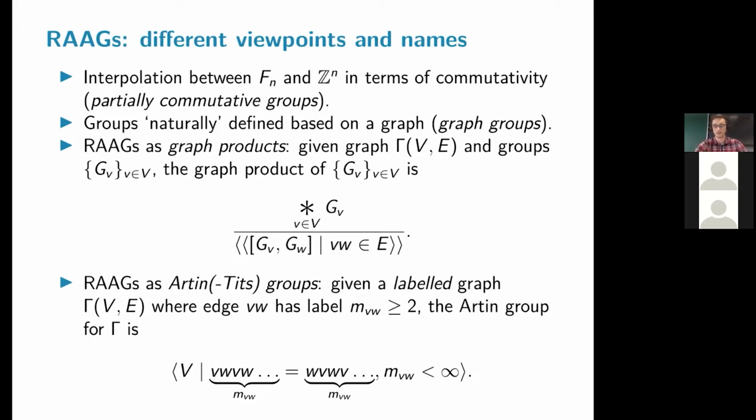Now, for a right-angled Artin group, each label is either 2 or infinity, because if you just take 2 letters, then the relation states VW equals WV, which is precisely the commuting relation we started with. Okay, so in this way, right-angled Artin groups occur in different contexts and in different situations and in different forms, but they all speak of the same type of group.